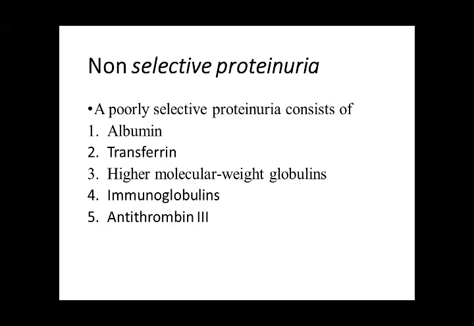Antithrombin 3. If you lose antithrombin 3, what happens? If a nephrotic syndrome patient loses antithrombin 3, what happens is a lot of thrombosis in the body. So in non-selective proteinuria, we have edema, we have anemia, we have iron deficiency anemia. We have more infections because of loss of immunoglobulins, and we have coagulation in the body.